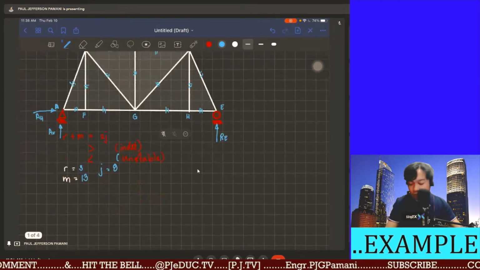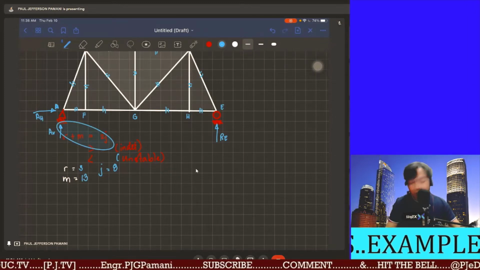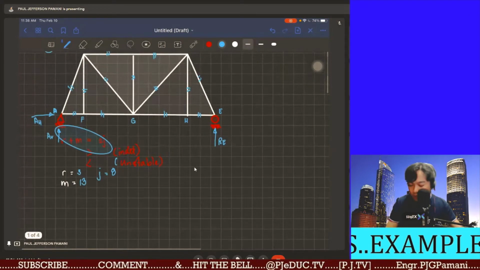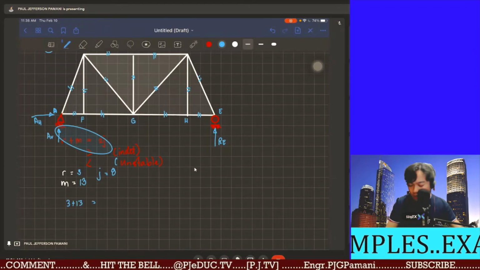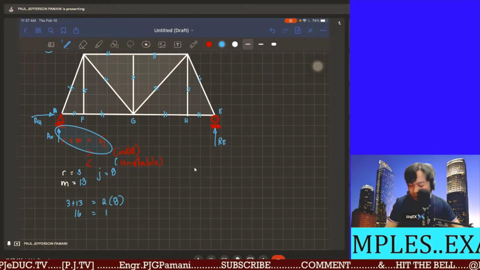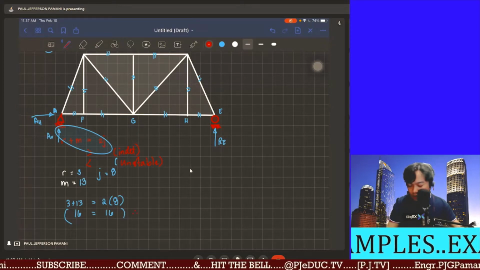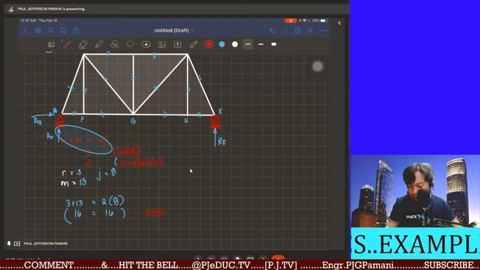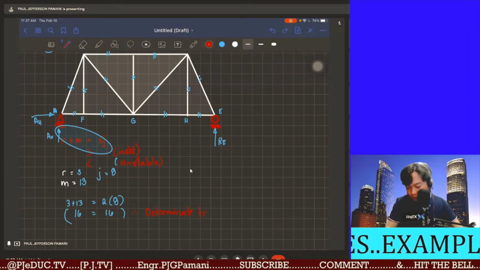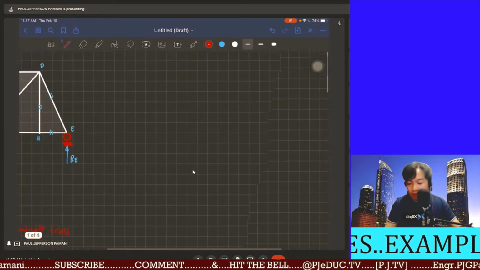Okay? So by using this formula, you then solve for the degree of determinacy. How do we identify that? R plus M is 3 plus 13, equal to 2 times J of 8. That is 16 equal to 16. Therefore, the given truss system is indeed a determinate truss. So the given problem is a determinate truss.